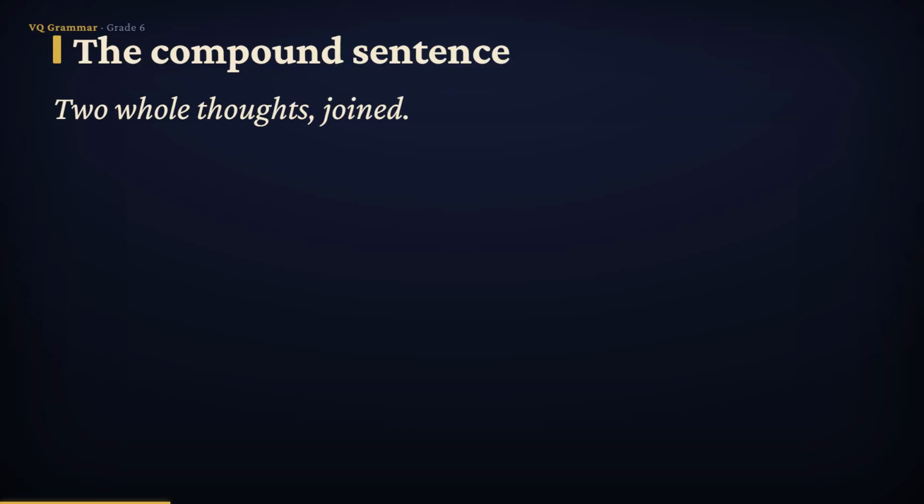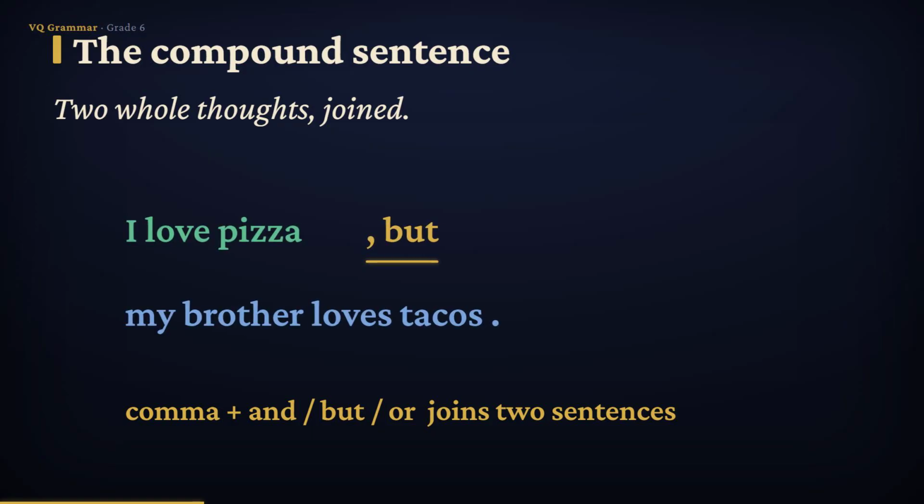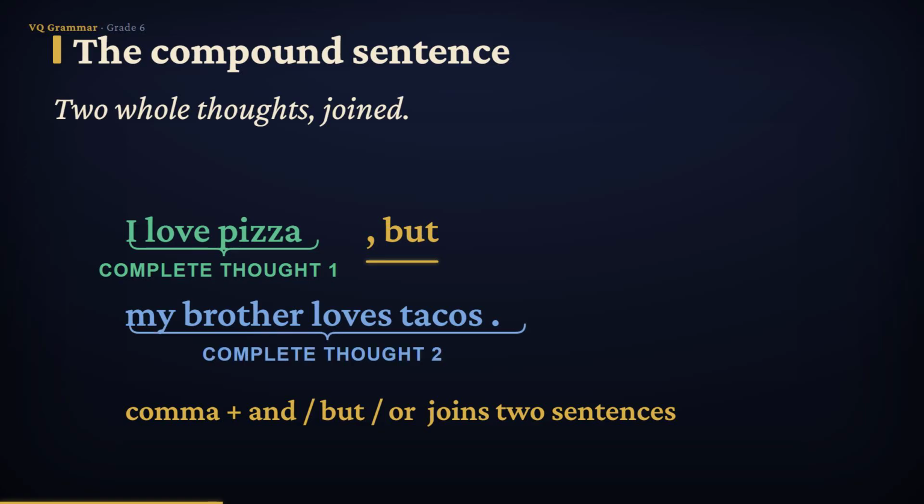Now let's join two simple sentences into one. A compound sentence is two complete thoughts joined together. The most common way is a comma plus a joining word: and, but, or. Listen. I love pizza, but my brother loves tacos. Look at each side. I love pizza is a whole sentence all by itself. My brother loves tacos is also a whole sentence all by itself. The comma and the word but glue them into one compound sentence.